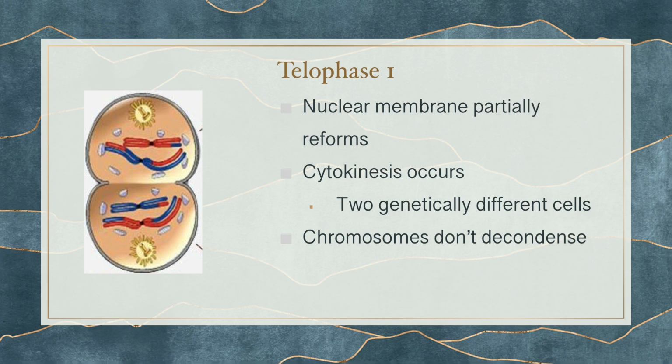Telophase 1. After anaphase 1 is telophase 1. During this phase, the nuclear membrane reforms partially around the chromosomes on both sides. Cytokinesis, or the division of cytoplasm, occurs in this step, splitting the cell into two smaller cells. Unlike mitosis, the chromosomes don't decondense in this phase and instead remain condensed. After this step is complete, there are now two separate cells with their own chromosomes and centrioles.